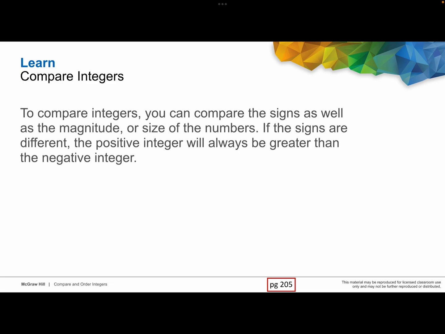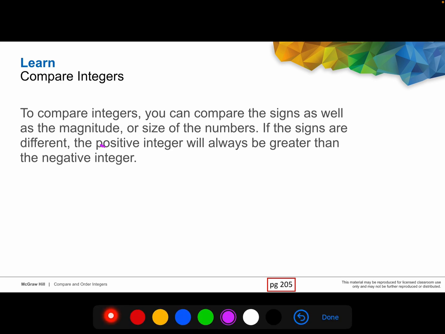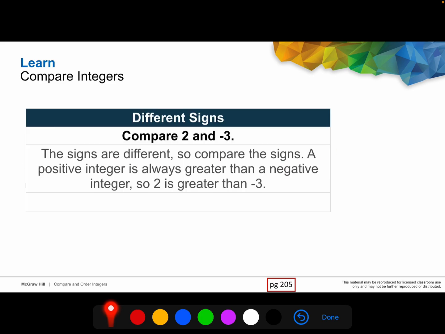Alright, so to compare integers, we can compare the signs, which is the positive or the negative sign that we use, as well as the magnitude or the size of the numbers. So if the signs are different, where you have one positive integer and one negative integer, the positive integer will always be greater than the negative integer.